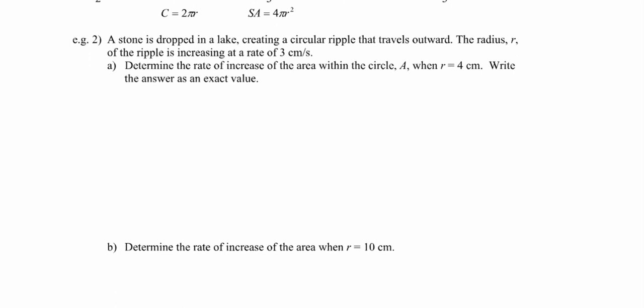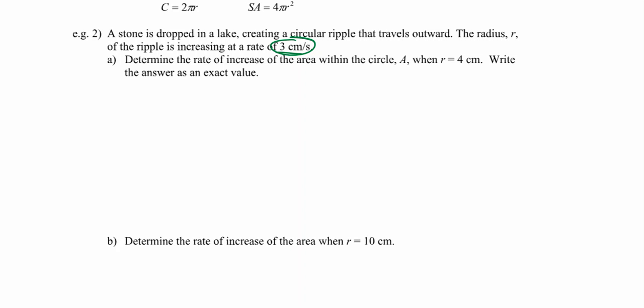So let's look at this one. A stone is dropped in a lake, creating a circular ripple that travels outward. The radius r of the ripple is increasing at a rate of 3 centimeters per second. Okay, so first off, 3 centimeters per second. What would that be? Yeah, that is velocity, right? And now that we're in calculus, we're thinking more in terms of a rate of change, right? That this really would be the derivative, right? This would be dr/dt, the derivative of r with respect to time. How is r changing as time passes, right?